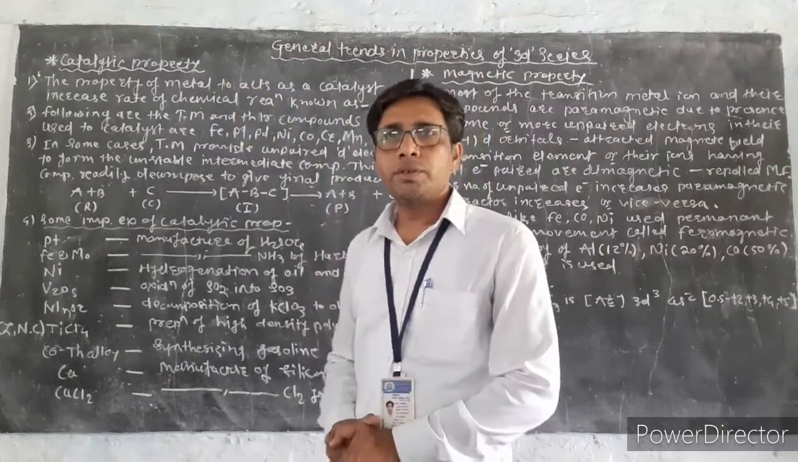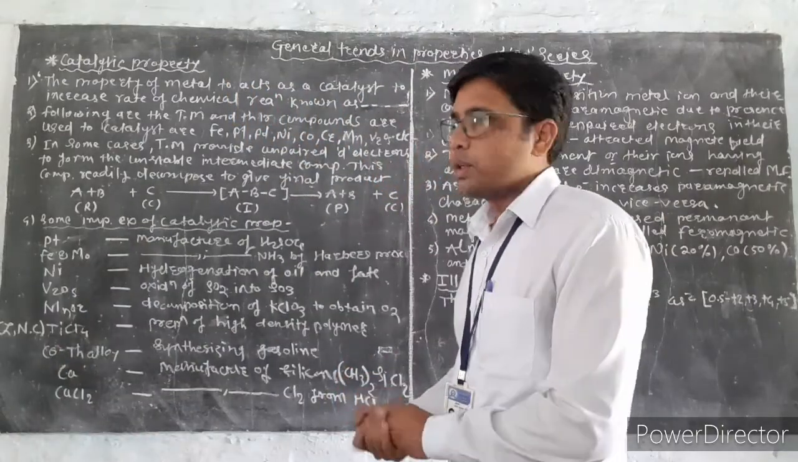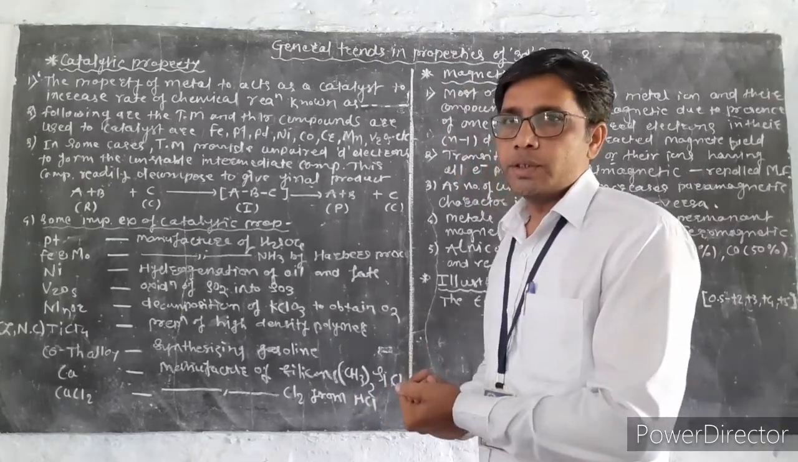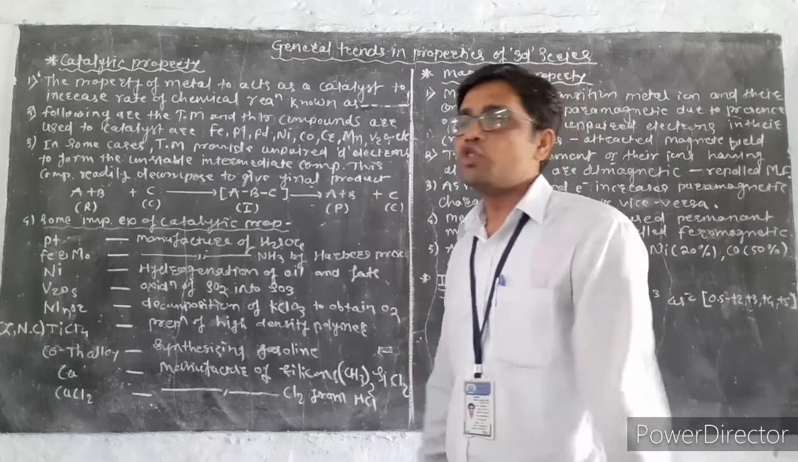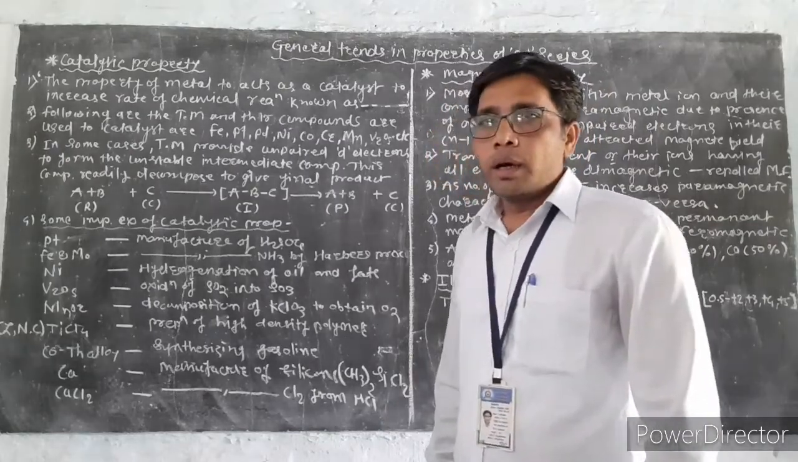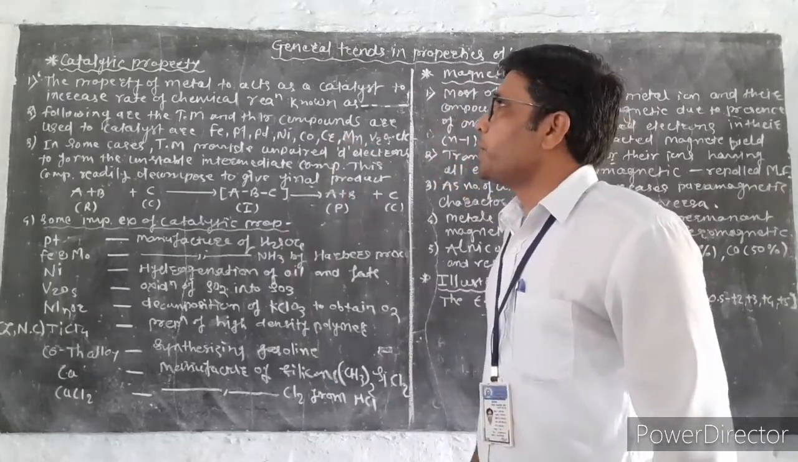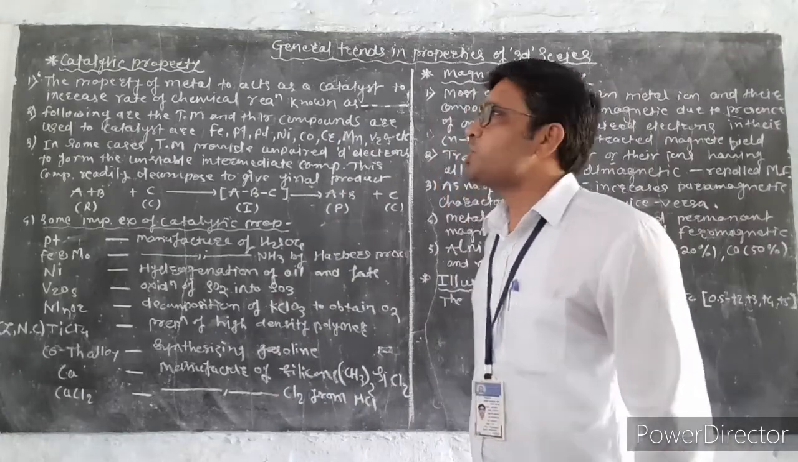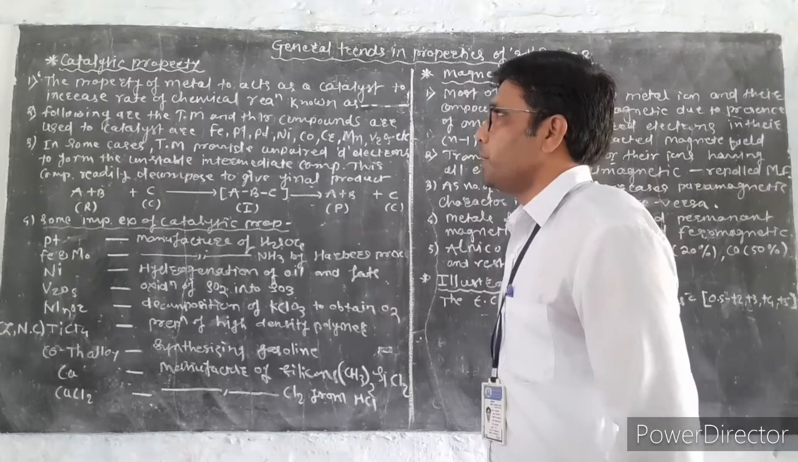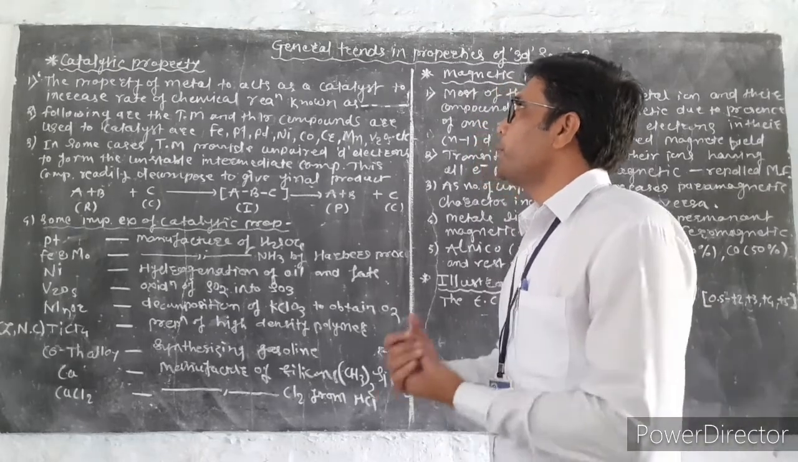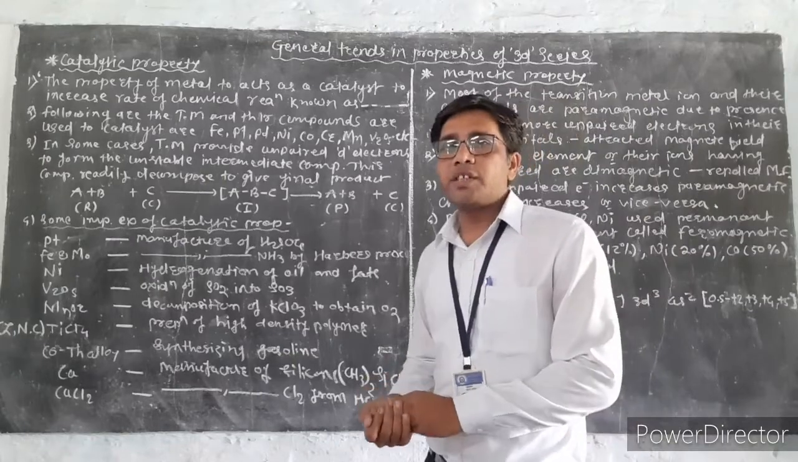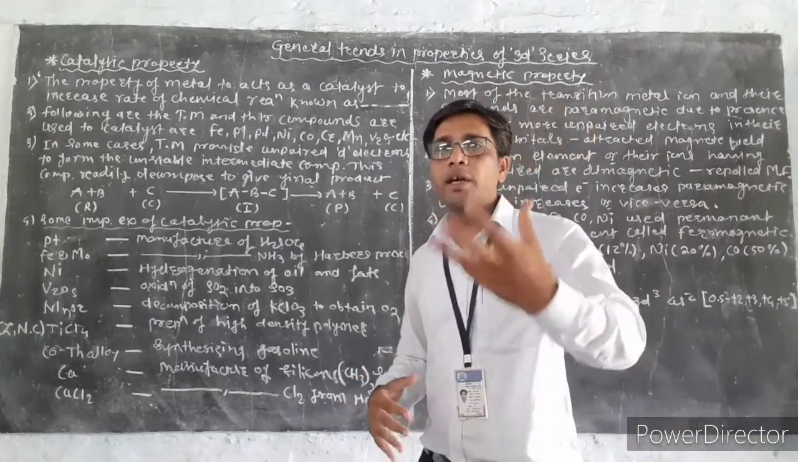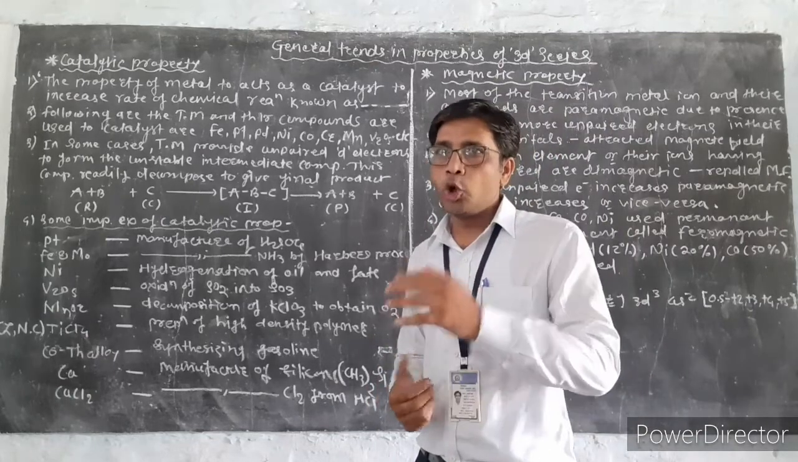Good morning, students. Let us continue the general trends in properties of a transition series, mainly the 3D series of elements. The catalytic property is seen in this lecture. Firstly, the definition of catalytic property: the property of a metal to act as a catalyst to increase the rate of a chemical reaction. Do you know?